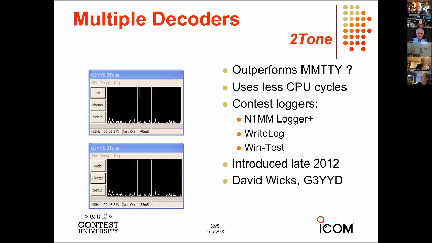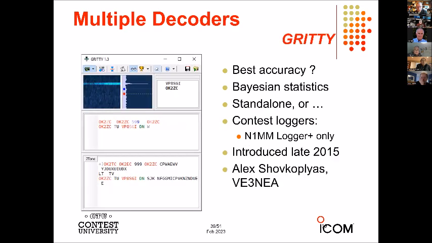Probably the most popular decoder nowadays is two-tone, which was introduced 10 years ago by David Wick's W0YK, and it's also in all of the contest loggers. And then there's one called Gritty that a few people use. It's a very high performance decoder. It has some techniques that will decode in certain situations where the other two decoders will not. It's really only integrated nicely within N1MM, but you can use it standalone with other loggers. So there's different decoders that are available.